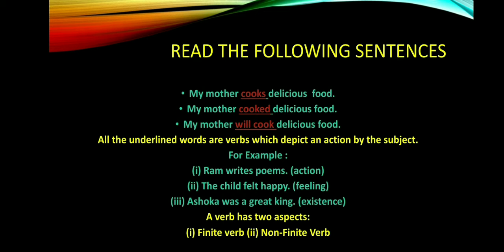Yes, the first sentence is in the present tense, the second sentence is past, and the third sentence is future. These are three situations. The first is present indefinite, the second is past indefinite, and the third is future indefinite. So all the underlined words are verbs. In case of third sentence, you have will cook. It means will is helping verb while cook is the main verb.